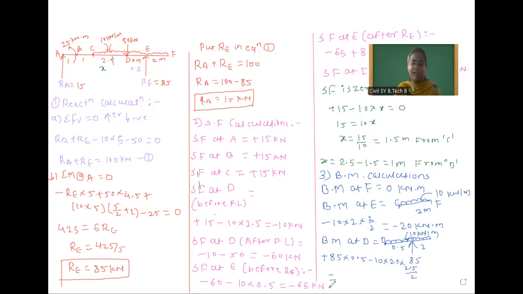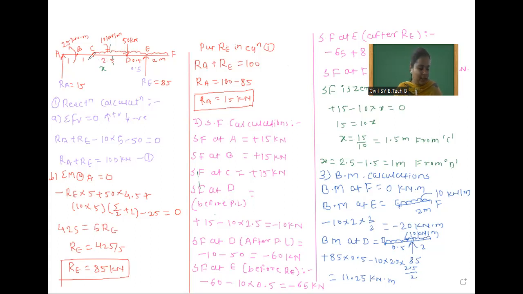So calculate and tell me bending moment at D, which is equal to how much? Plus or minus? 11.25 kilonewton meter. Okay. So this is the moment up to D point.